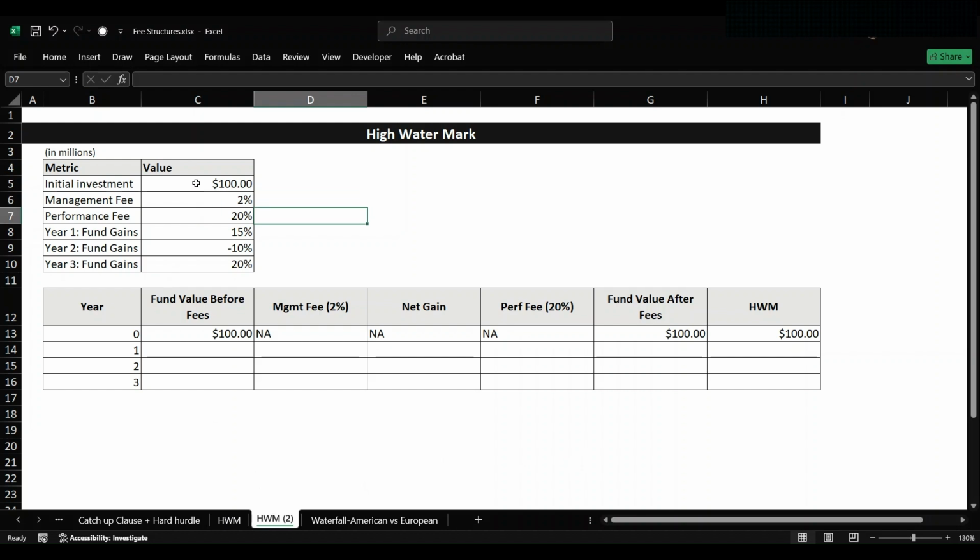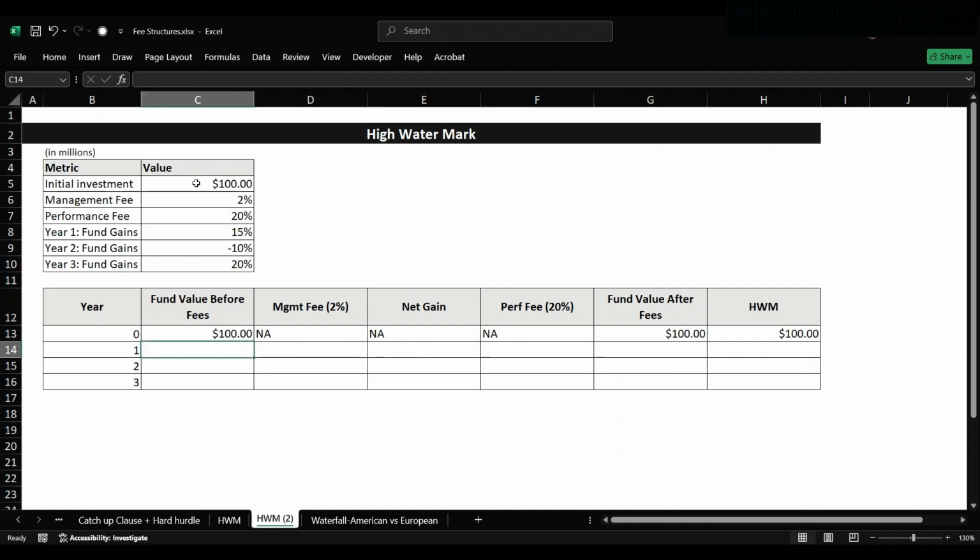and in year 1 we have a fund gain of 15%, year 2 we have a loss of 10%, and in year 3 we have a fund gain of 20%. For year 0, that is our initial investment period, our fund value before fees will be the same as our fund value after fees. Therefore, it becomes a high water mark by default.